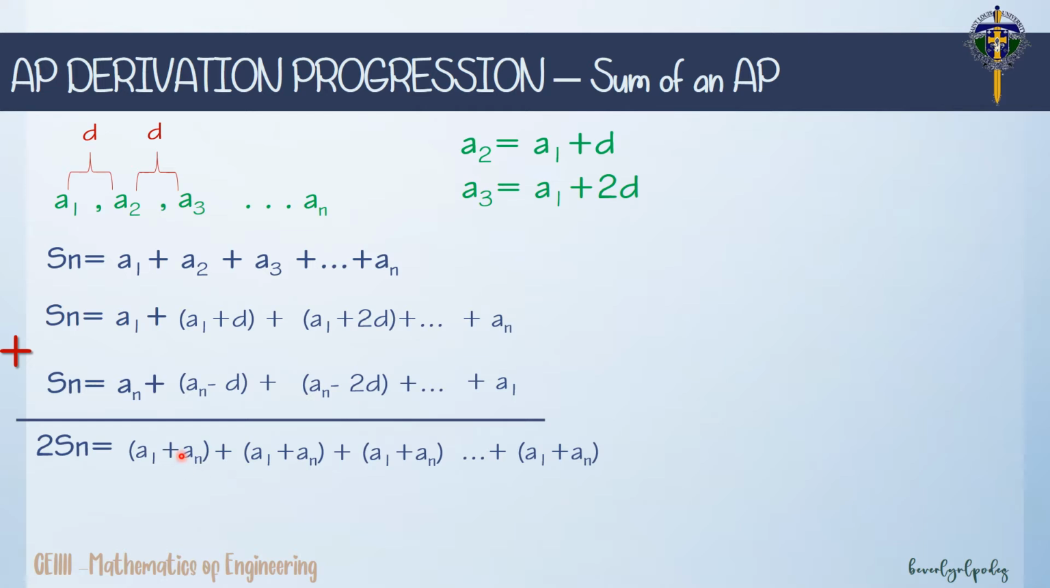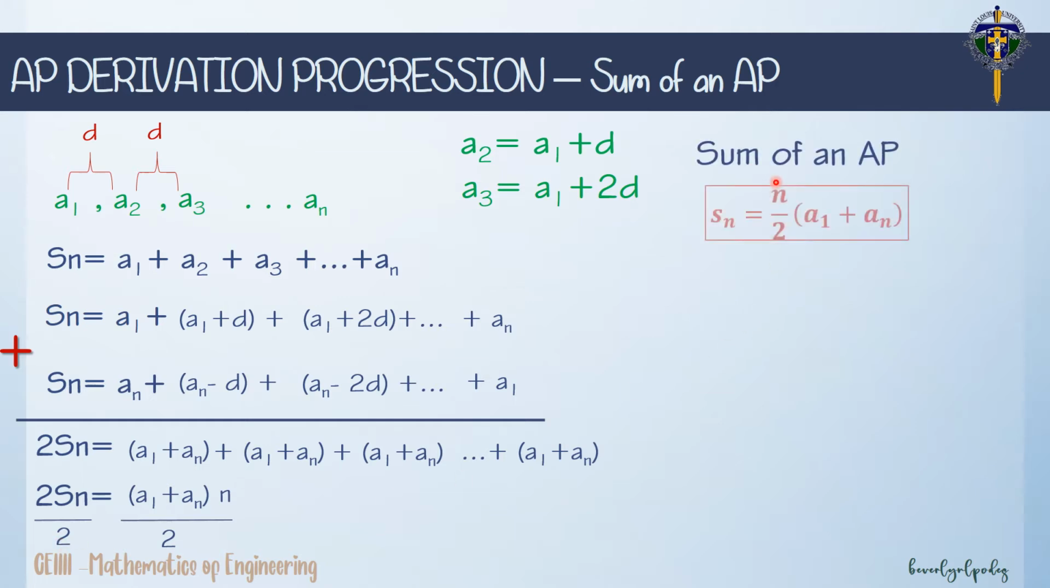Notice that we have common terms enclosed in parentheses. If we use factoring, or simplify this so that it would not be a very lengthy equation, that is simply a1 plus an multiplied by the number of terms, designated as n. Then we simplify further this equation. We divide both sides by 2, and the 2 will cancel out. Therefore, the sum of an arithmetic progression is S of n equals n divided by 2 multiplied by the first term plus the last term.